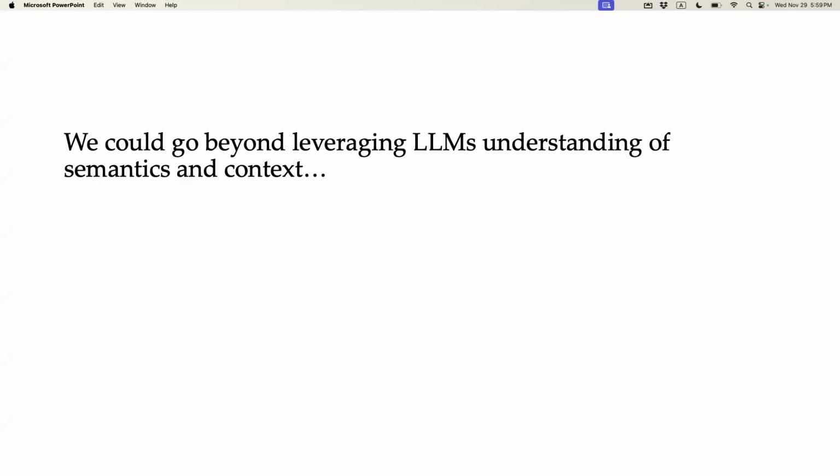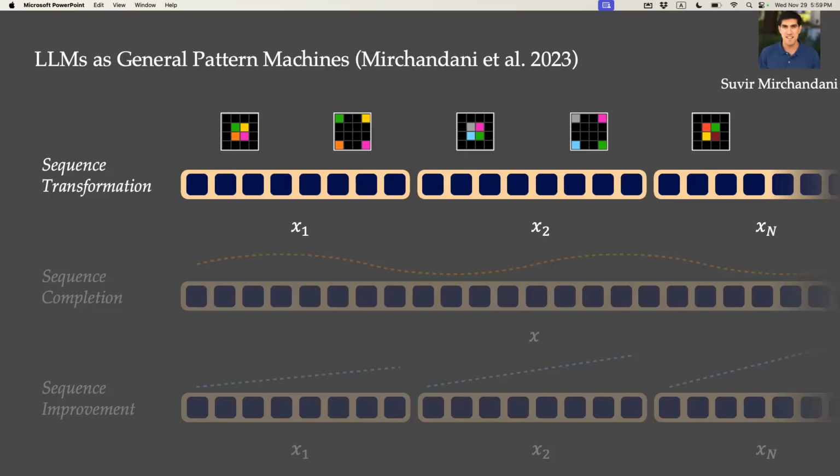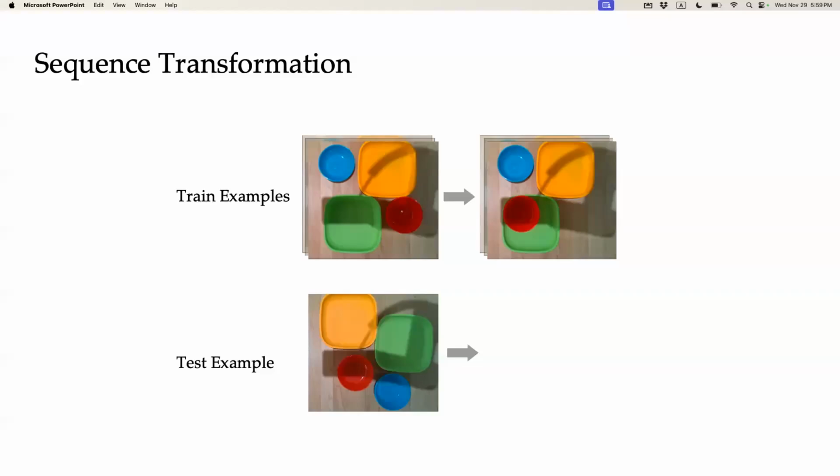Using LLMs and VLMs actually allows us to go beyond just semantics and context. Specifically, these models can simply act as really good pattern machines. They can just find very abstract patterns, not even semantically meaningful patterns. And this is a collaboration again with folks at Google. Sadigh has been leading this work. But the idea is, I'm just going to show 3 examples in the talk.